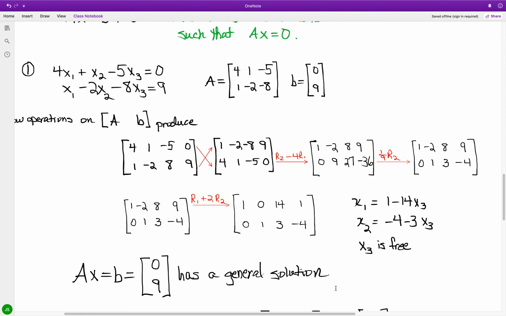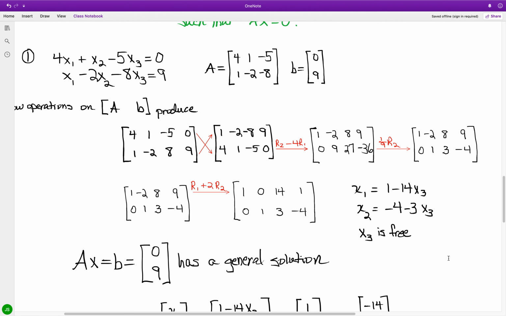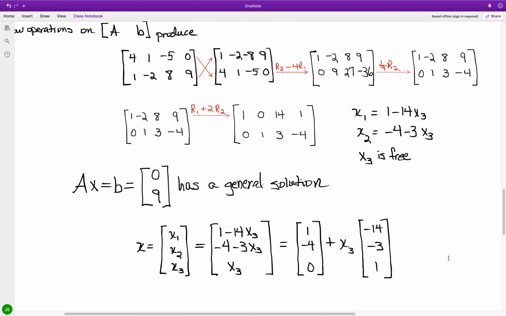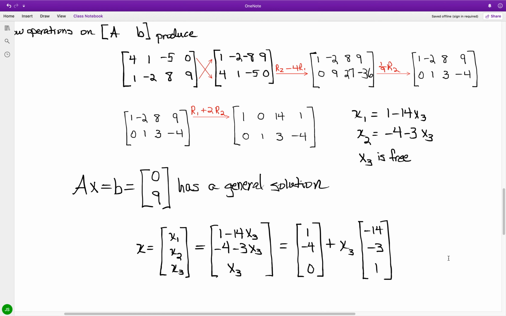this is going to have a general solution, which references x3. So we have x is equal to the vector x1, x2, x3, and in terms of x3, x1 is 1 minus 14 x3, x2 becomes -4 minus 3 x3, and again x3 is equal to itself.